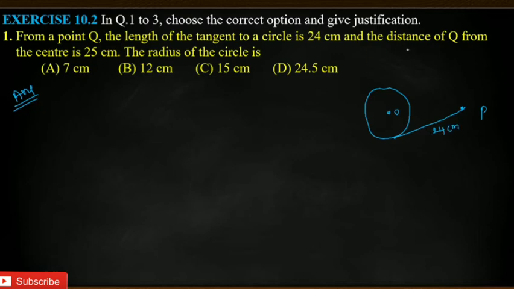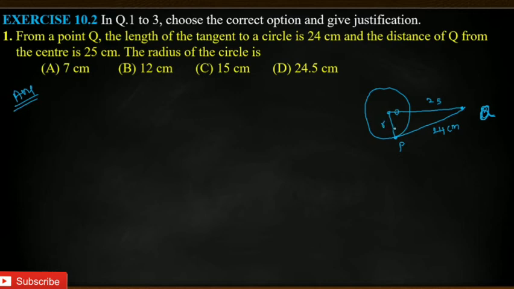Sorry, not P, they said clearly Q. Use the name Q, because what they have given is what we have to use. From a point Q, the length of the tangent is 24, and the distance from Q to the center is 25. Then this point we take as P. When you join, this is a radius; radius is what they are asking.